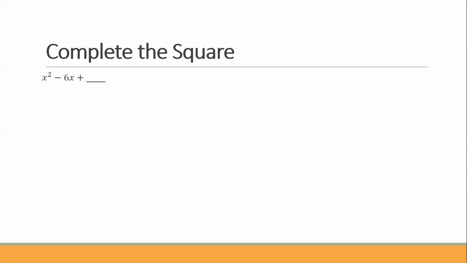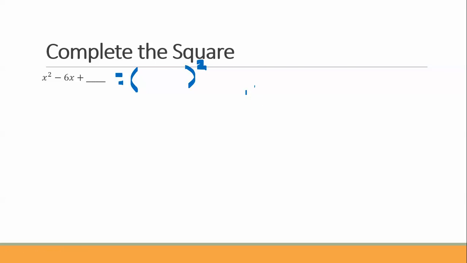Now we're going to try completing the square. Completing the square means we need to fill in something here so that when we're done, we have a perfect square. You can also do this with algebra tiles. We'll cover that in class. But the algebraic way to do this is we want to fill in a number here so that this whole thing is something squared.